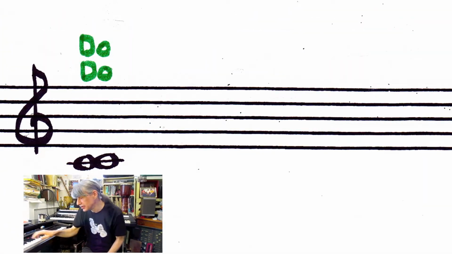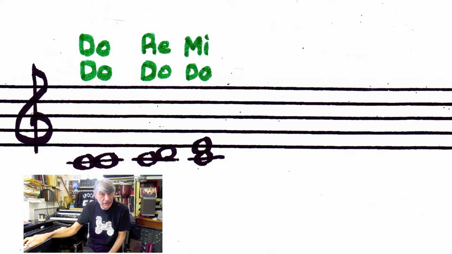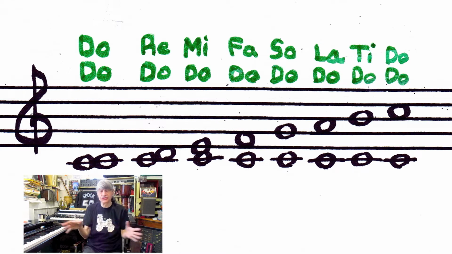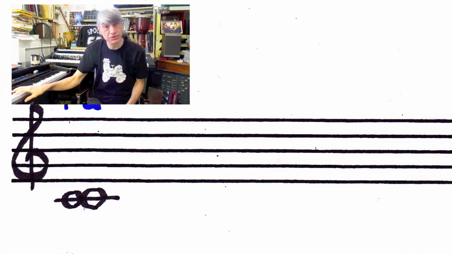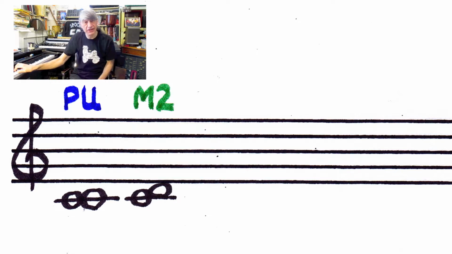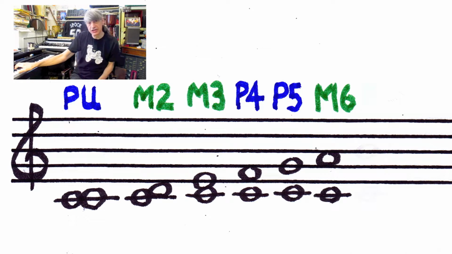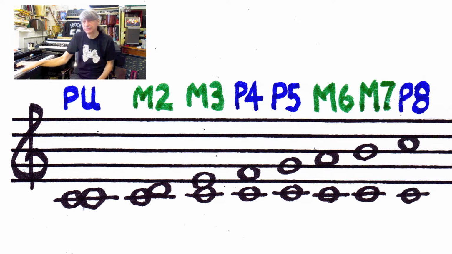When we started looking at the intervals, we took that progression of notes and we played it against the tonic. Do with do, do with re, do with mi, and fa, and so on, through the notes of the scale. And then we came up with another progression of intervals, which are the progression of the notes in the scale when they're played against the tonic, which was called perfect unison, major second, major third, perfect fourth, perfect fifth, major sixth, major seventh, and the perfect octave.